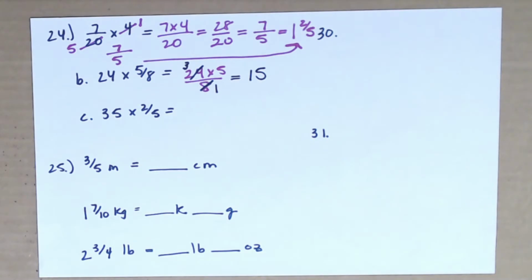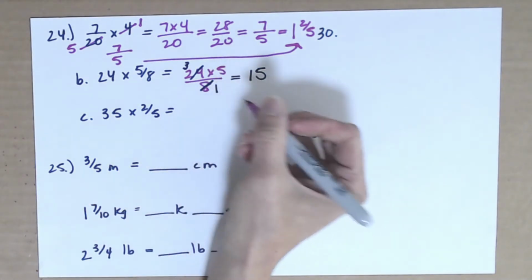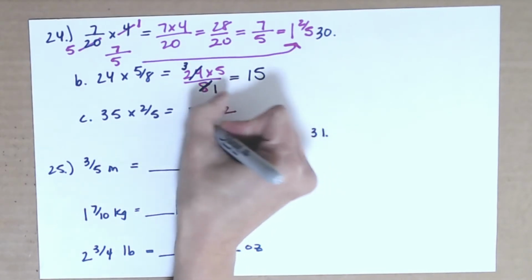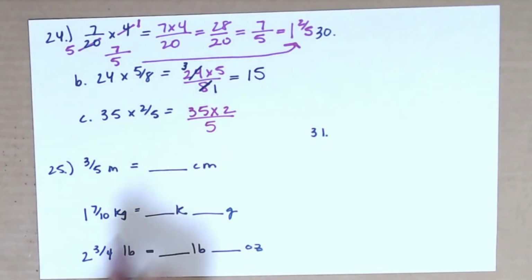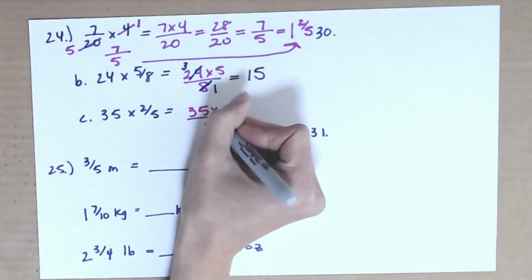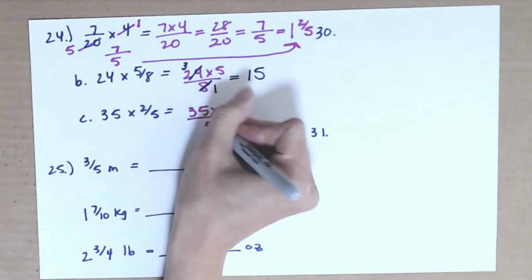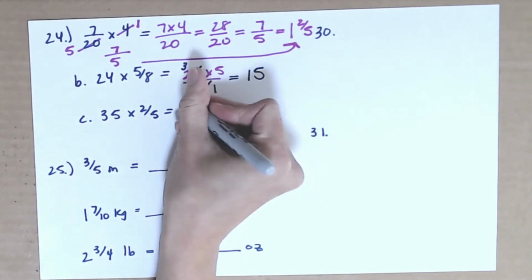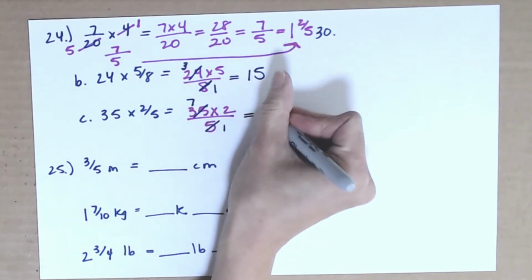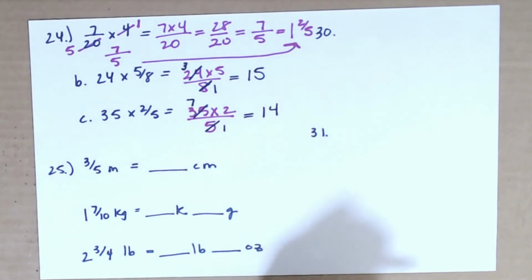Okay, the next one, 35 times 2/5. So again, that's 35 times 2 over 5. And we can simplify before we multiply again. So 5 goes into 35 7 times. So I end up with 7 times 2, or 14 over 1, which is just 14.